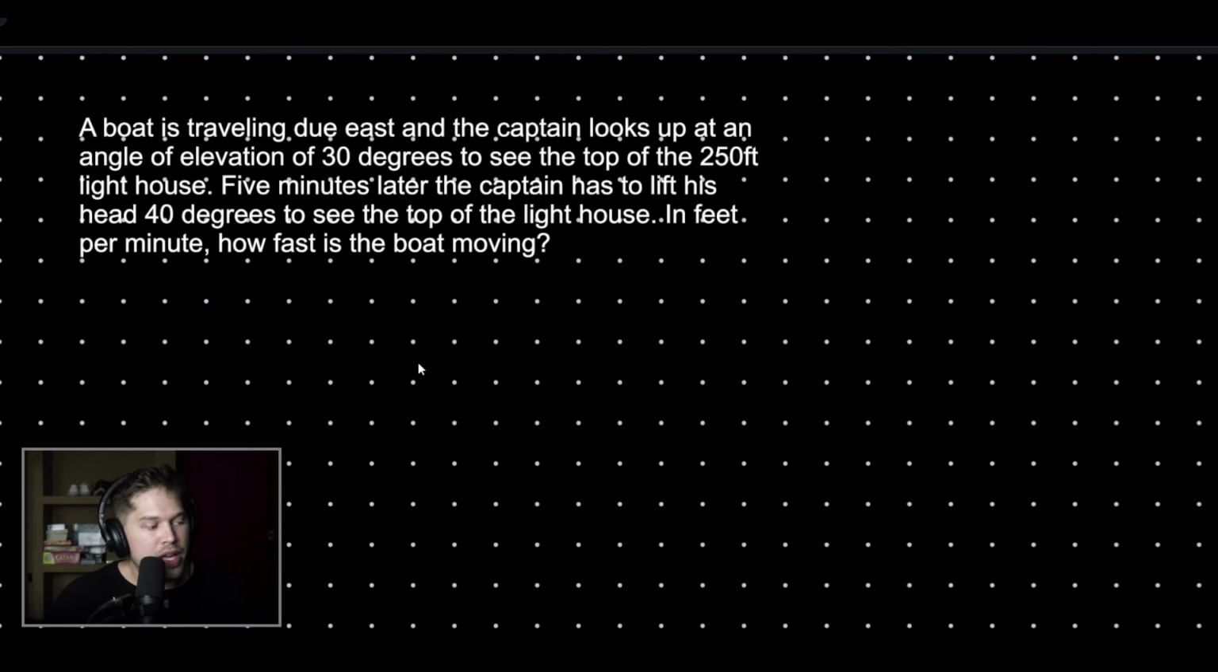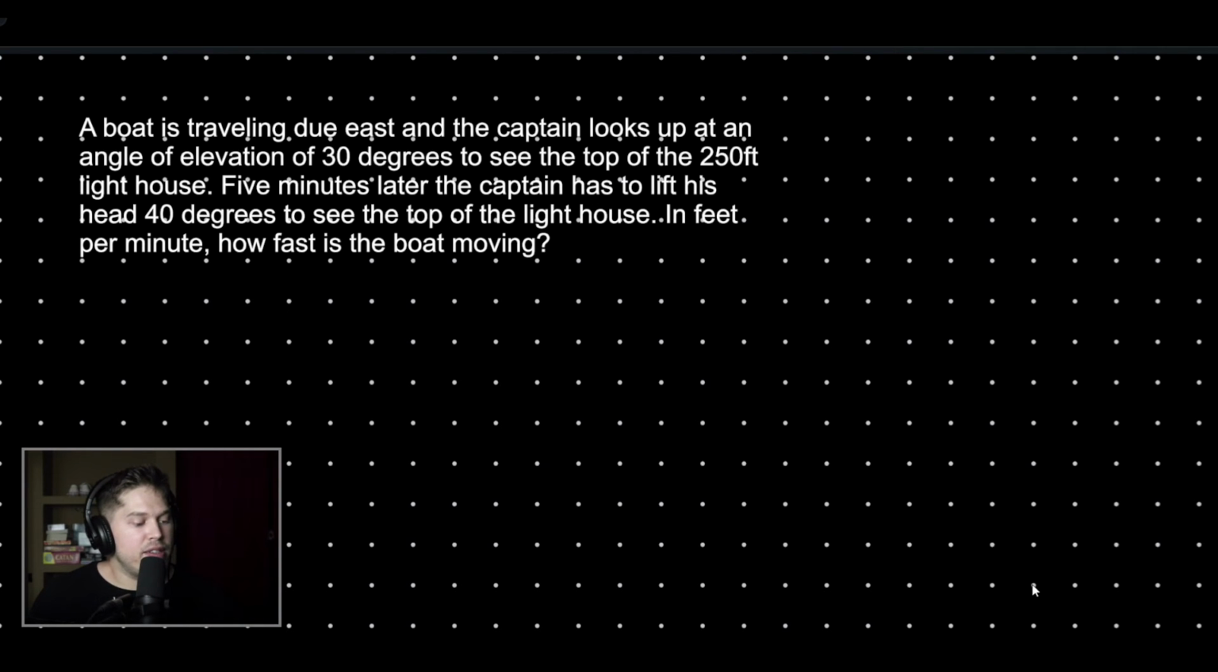This next problem. A boat is traveling due east and the captain looks up at an angle of elevation of 30 degrees to see the top of the 250-foot lighthouse. 5 minutes later, the captain has to lift his head 40 degrees to see the top of the lighthouse. In feet per minute, how fast is the boat moving?